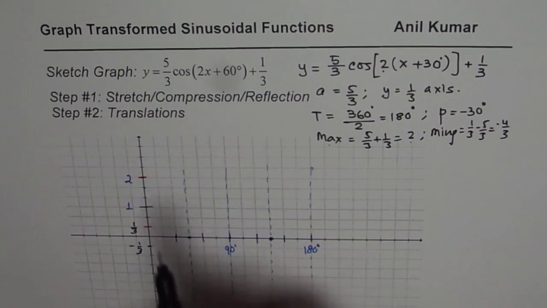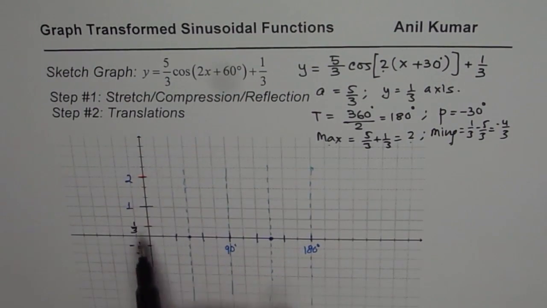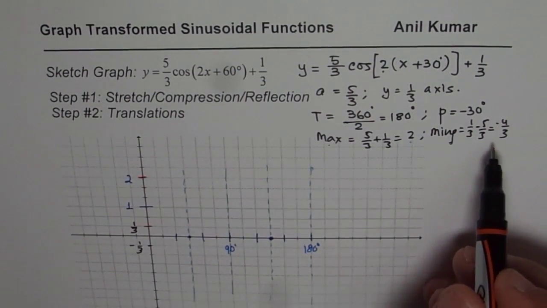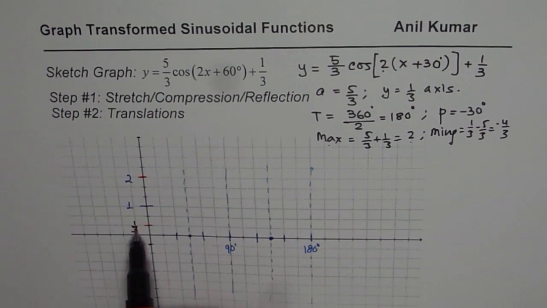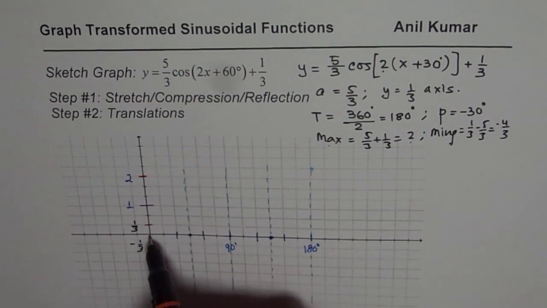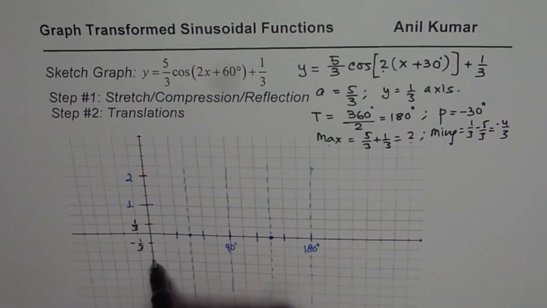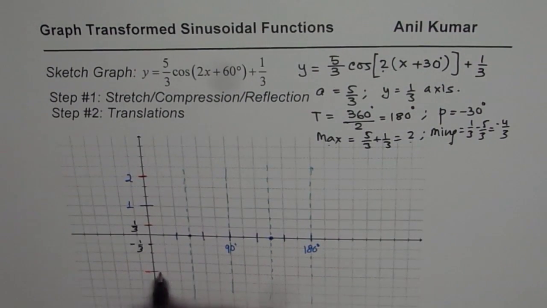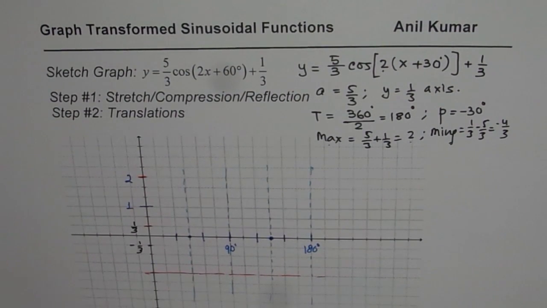Now the cosine function starts with the maximum. Minimum value in this particular case is from 1 over 3 will go down 5 over 3. So 1, 2, 3, 4, 5. So that is the minimum value. So this is my guidelines. There we have somewhere the minimum value. Is it okay? Now let us sketch the 5 points.